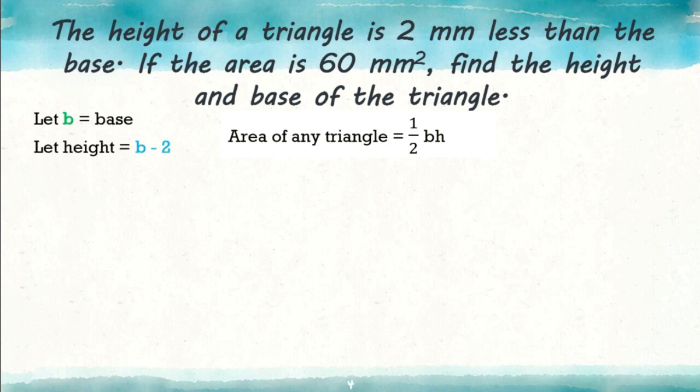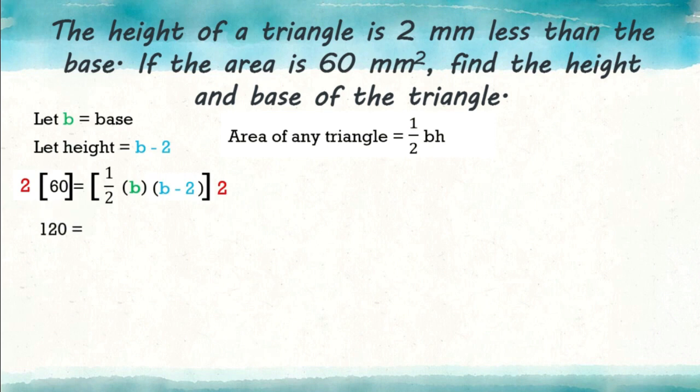Let's now substitute the values of each integer to the formula we formed. Area of the triangle is 60. 1/2. Our base is b. Our height is b minus 2. And then, let us multiply both sides by positive 2. 2 times 60 is 120. 1/2 times 2, so we will cancel them. The remaining terms are b times b minus 2.